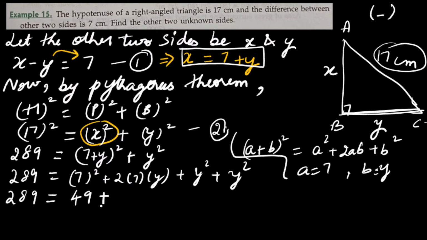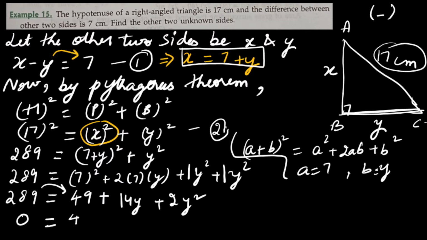Okay, so 49 plus 2 into 7, 14y. So y square plus y square: it is 1y square, this is also 1y square, so this is 2y square, 1 plus 1, 2. Now again, let's simplify like terms. First of all, let's shift 289 also to this side, because 289 and 49 are like terms. So now if I'm shifting 289 to this side, nothing is there, I'll write 0.